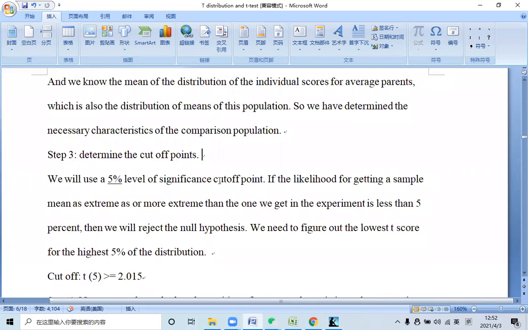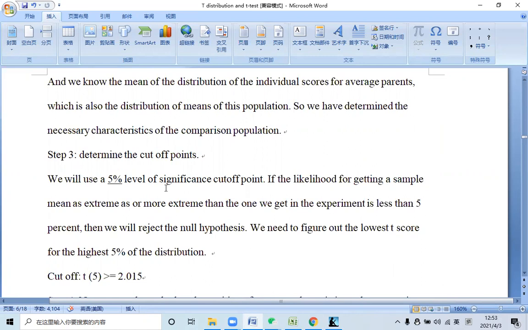And now we need to determine the cutoff point. We are using the 5% level of significance. So we are using 0.05. What does this mean?